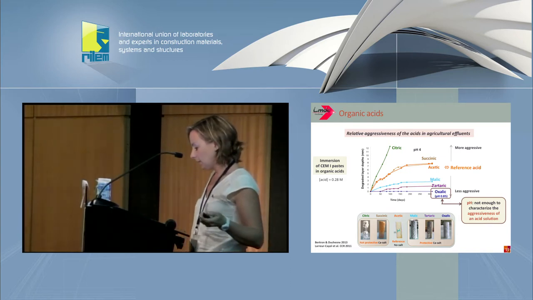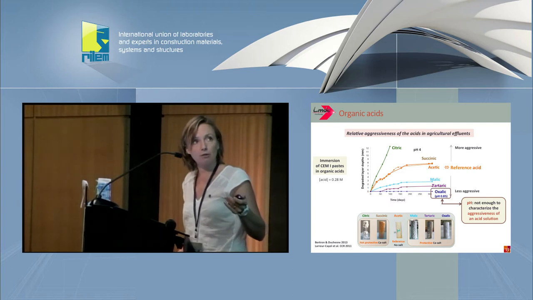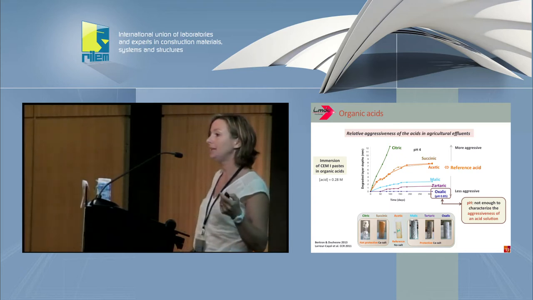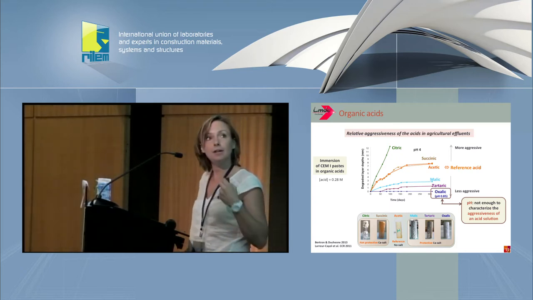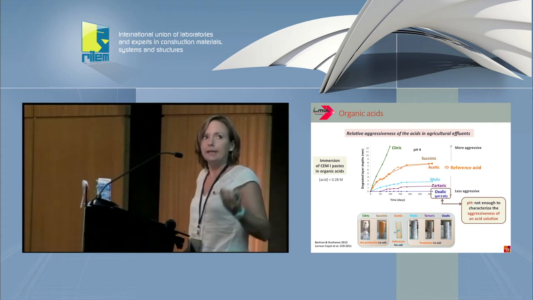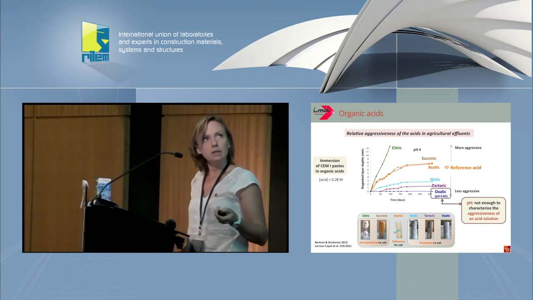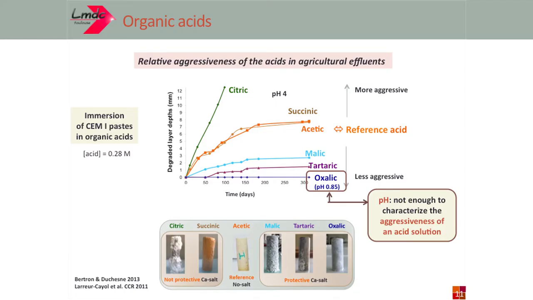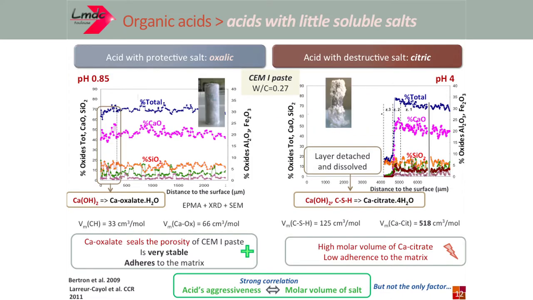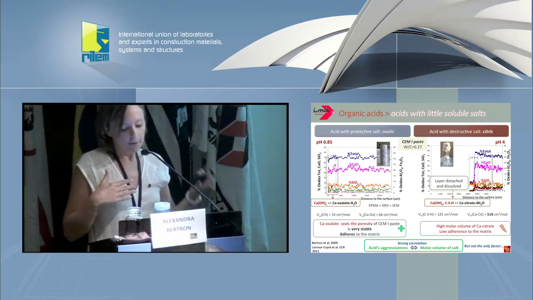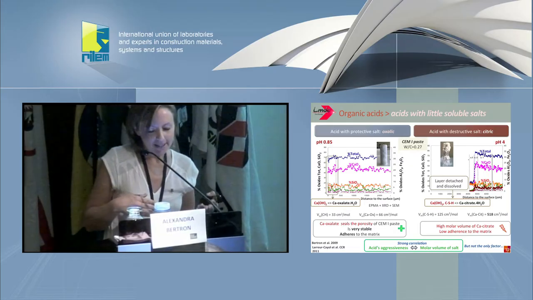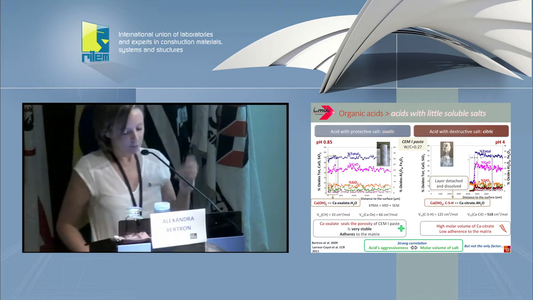Another comment: if we look at oxalic acid with a pH of 1, you can see that there is no degraded layer and no mass loss during 1 year at pH 1, and we regularly renewed the solution. So it is definitely evidence that pH is not enough to characterize the aggressiveness of an acid solution. We really have to consider the composition of the medium. So I'm going to show you only two examples of alteration mechanisms, with the non-aggressive acid and with the worst acid that we studied.